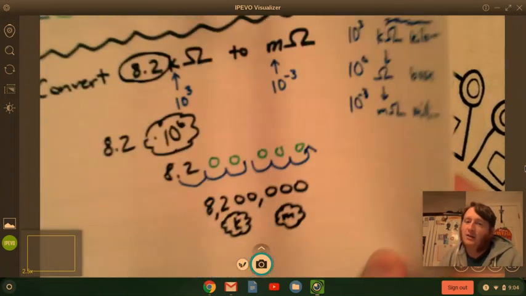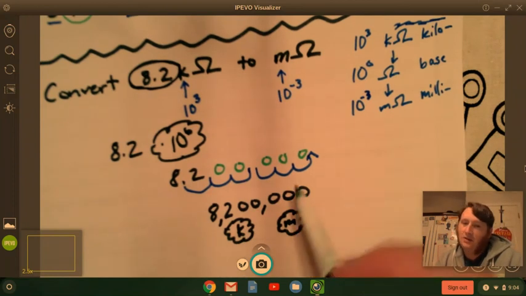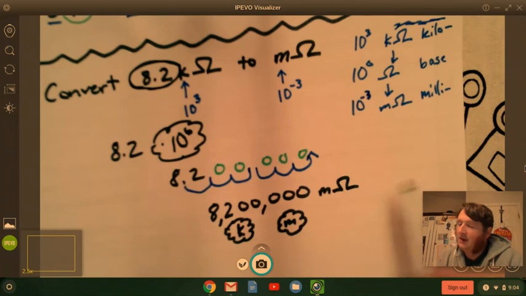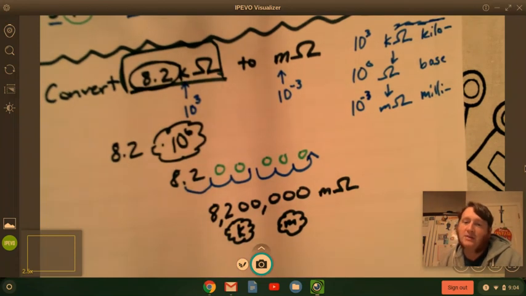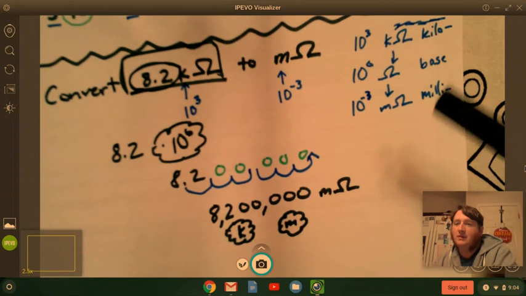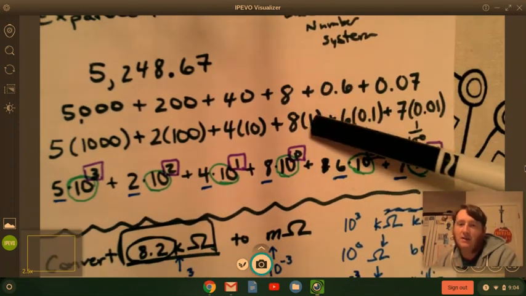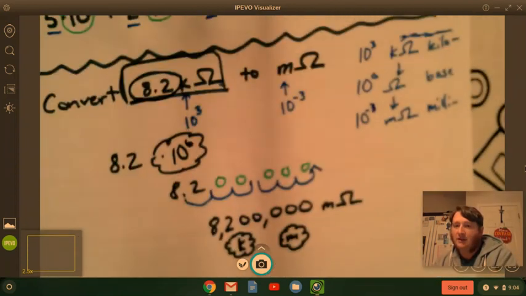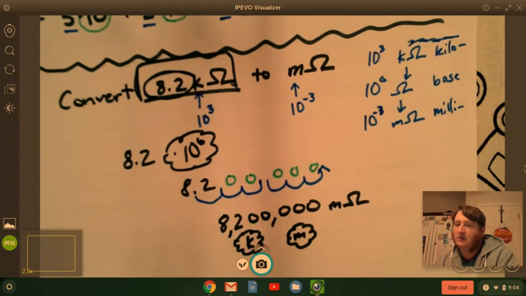In practicality, you rarely are going to talk about this as 8,200,000 milliamps. What's probably more practical to talk about is the original 8.2, I said amps, sorry, ohms. The 8.2 kilo ohms. So that was something you don't have to do on the homework, that I'm hoping helps just the concept make sense, plus sort of an extra example of how to do a conversion.